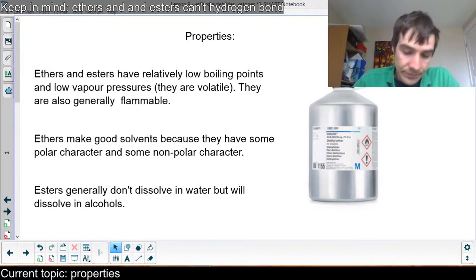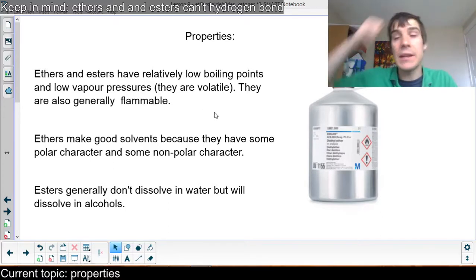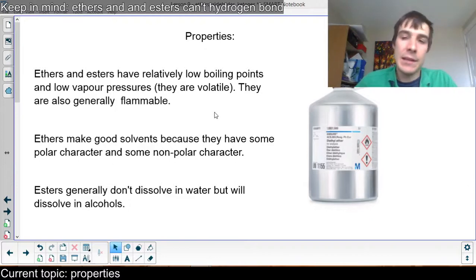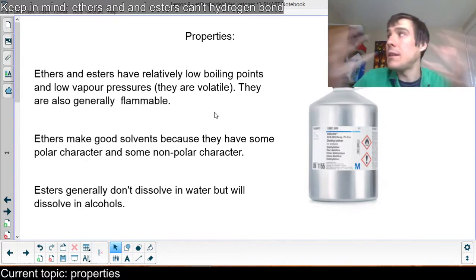So they kind of get these intermediate properties. Typically, they'll have relatively low boiling points and low vapor pressures. We call that being volatile. A lot of people get this wrong idea about volatility. Volatile doesn't mean like they're going to explode. Volatile in chemistry means that they make a vapor very easily. They very easily spread out through the air.